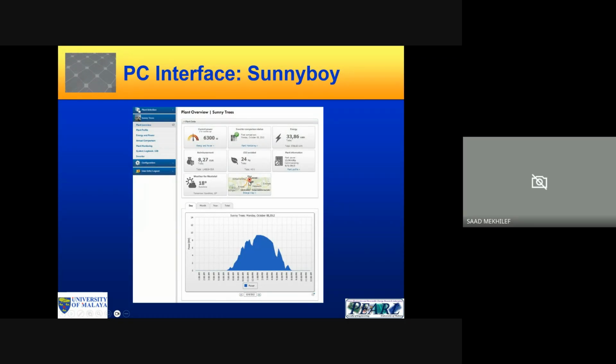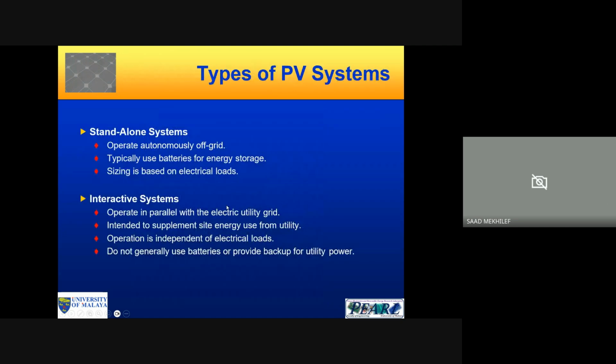So this is also another interface. Usually this is a Sunny Boy. We have this monitoring system in our lab, so we use this Sunny Boy. It gives you the same information: how the power looks, even the location where you are, the current power, the inverter consumption, the status, the energy, and all the details, then how much saving you make, and also the weather. So it's a very useful interface.